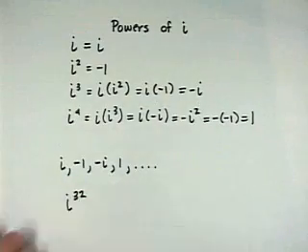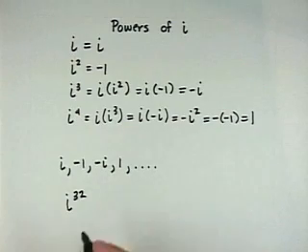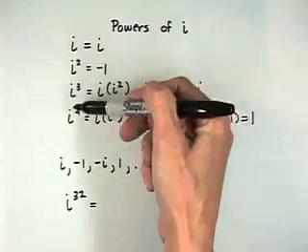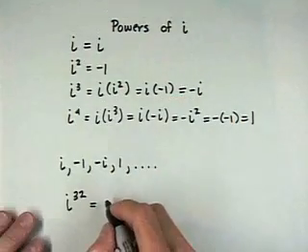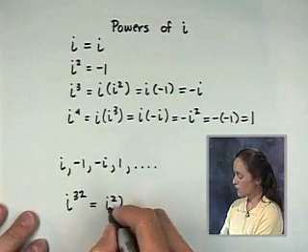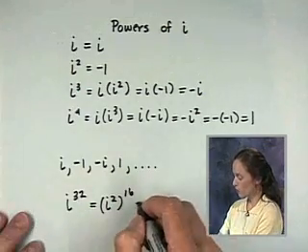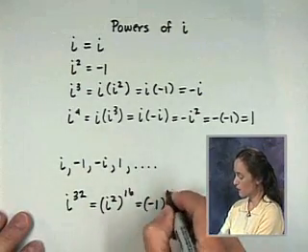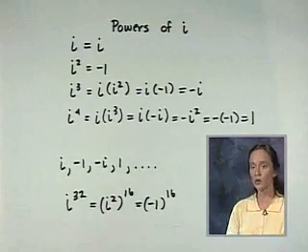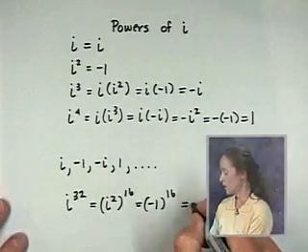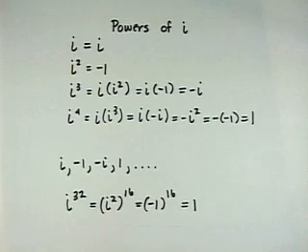Suppose we wanted to simplify i to the 32nd power. I'm going to break this into a power of i in one of these 4 sets. You might consider it i squared to the 16th power. i squared is the number negative 1. Negative 1 to an even power is positive 1.